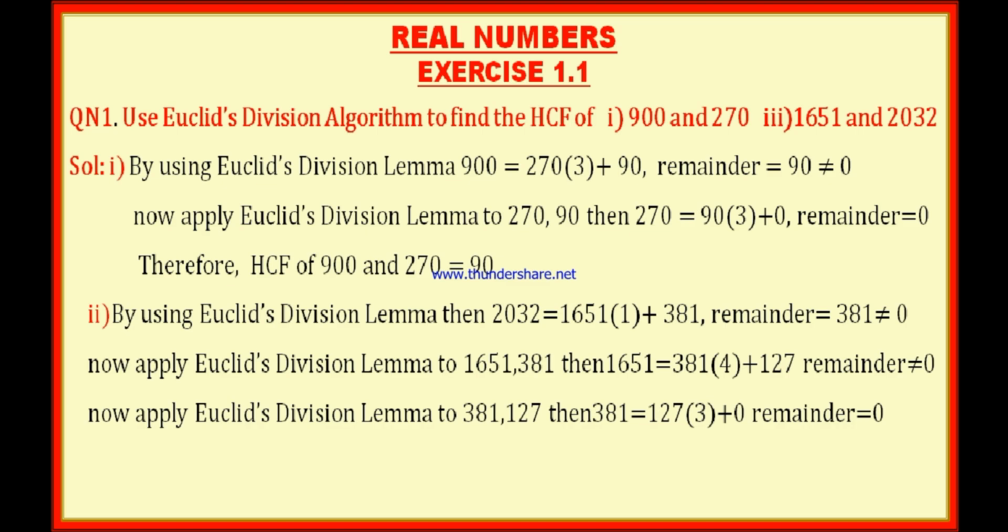Here the remainder is 0. If the remainder is 0, then what is the quotient? At remainder 0, the quotient is 127. Therefore, the HCF of the given numbers 1651 and 2032 is 127.